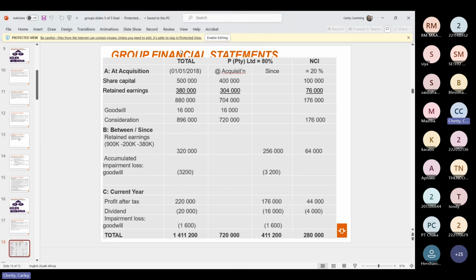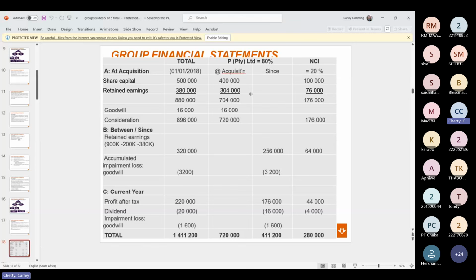So here, this is the analysis of equity of S. We are going to take the share capital of S on 1st of Jan 2018. The scenario told us that the share capital was 500,000, and the retained earnings of S on that date was 380,000. And P owns 80% of this. So we're going to give P 80% of the share capital. So P will get 400,000.